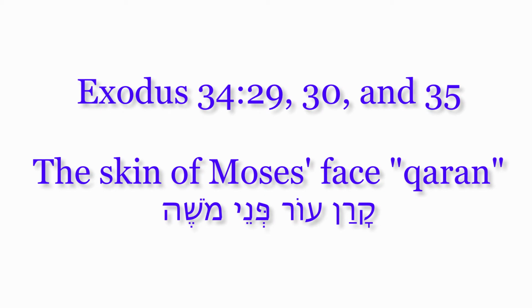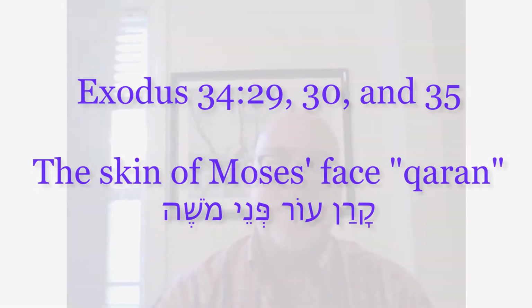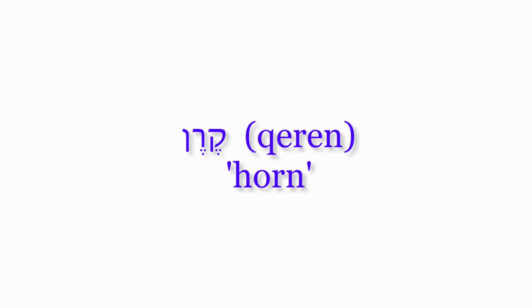In Exodus 34, verses 29, 30, and 35, we read that the skin of Moses' face, karan. And karan here is a verb meaning, well, we don't know, because it only occurs in this single passage. We do have a very common noun from the root, keren, meaning horn. But as a verb, we have no context to determine the meaning.